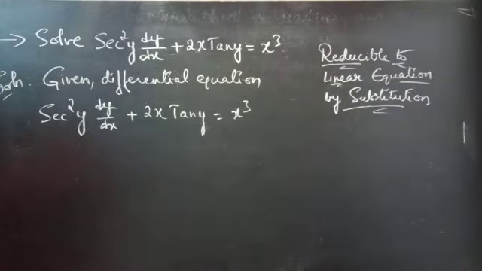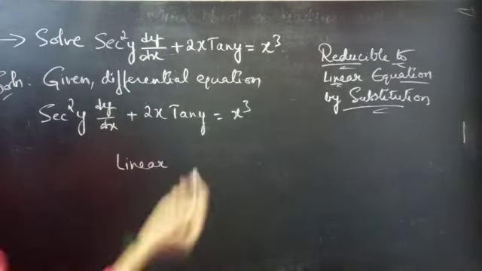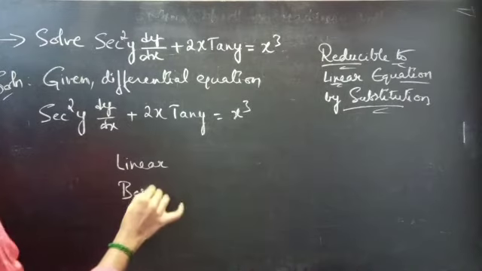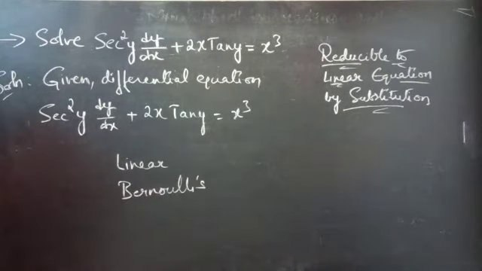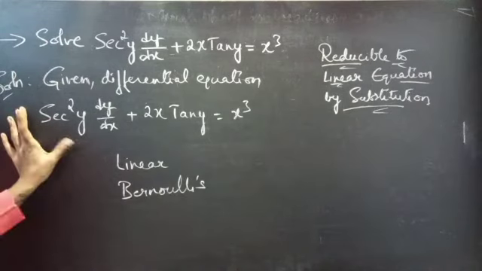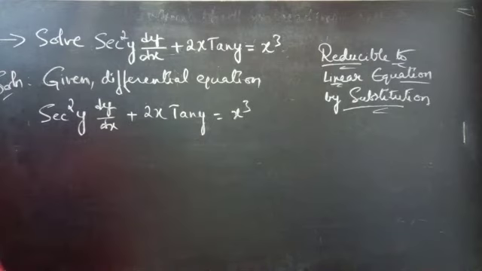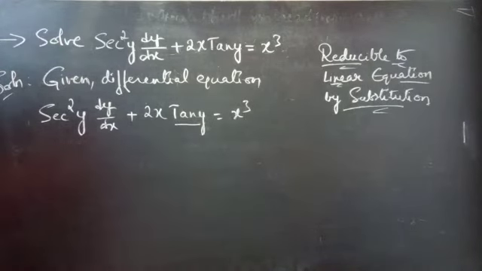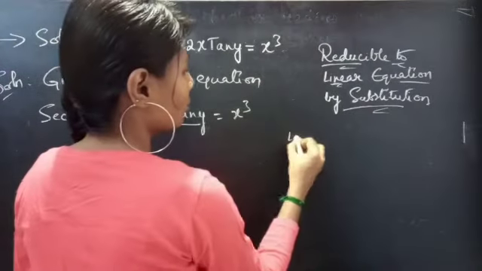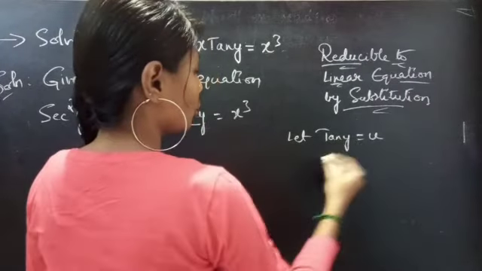So this equation is not in the form of a linear equation. It is neither linear nor Bernoulli's, right? So we'll reduce this equation to linear form by making some substitution. Okay, so let tan y be some u. Let tan y = u.